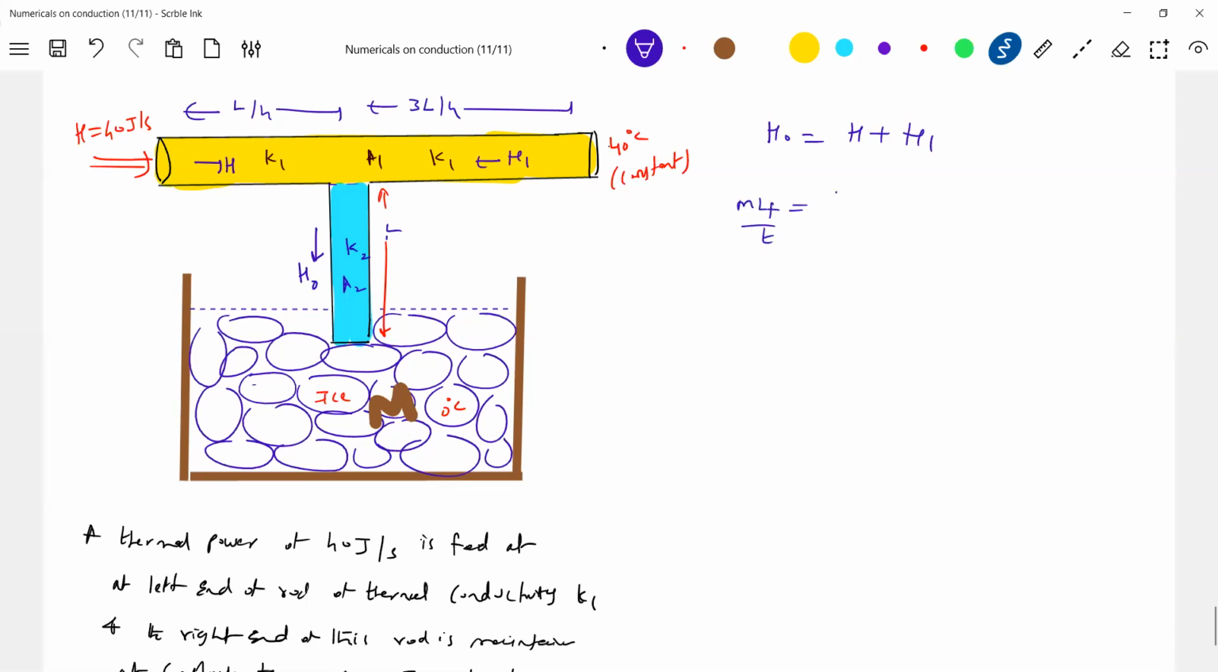That is mLf over t. H is what we know. What is H1? You write it: K1A times 3L by 4, by 40 minus 0. So here this will be 40 plus 4160 K1A by 3L. Solve for t.